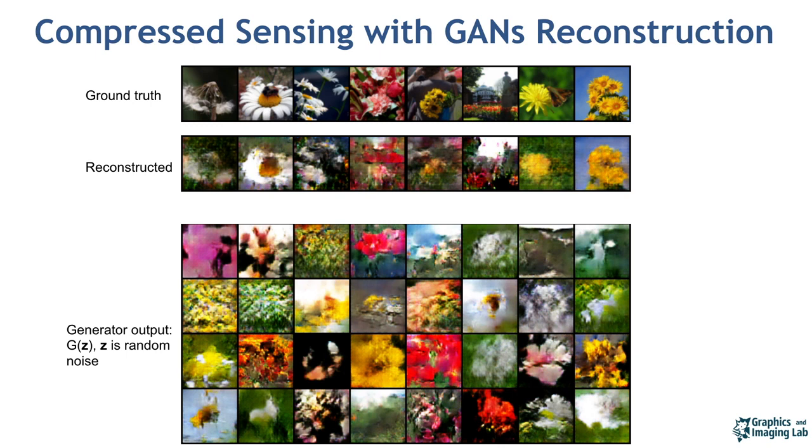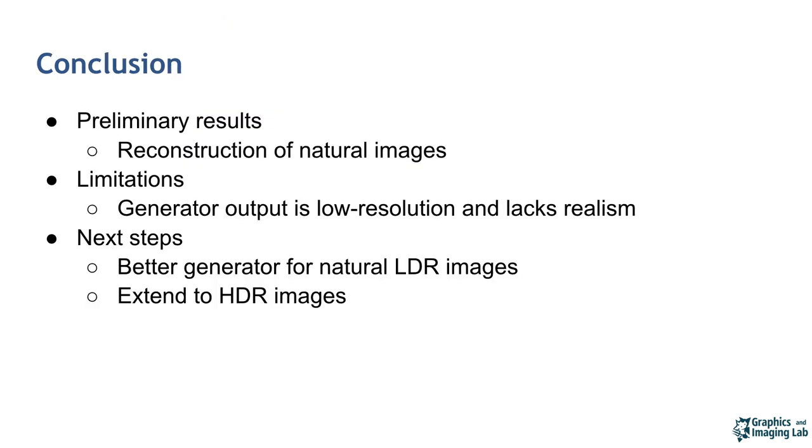The top row is the original image and the bottom row is the reconstruction from measurements, outputted by the generator of the GAN. Note that the reconstruction quality is limited by the ability of our generator. At the bottom we see sample outputs with random noise from the generator. We have reconstructed natural images. However, we are limited by the fact that our generator output is low resolution. As a next step, we plan to improve the reconstruction of natural LDR images and then extend to HDR images.